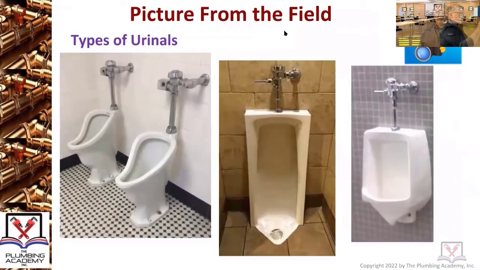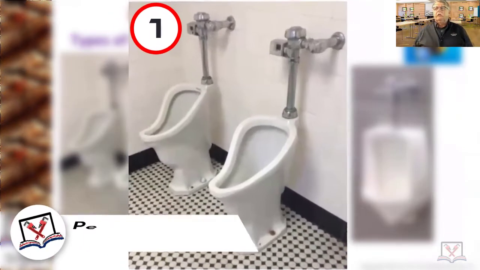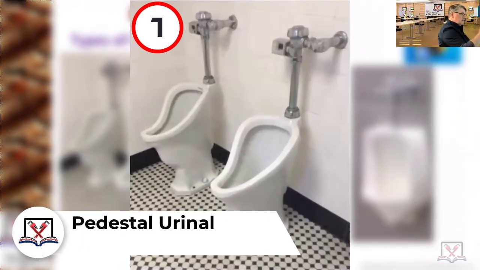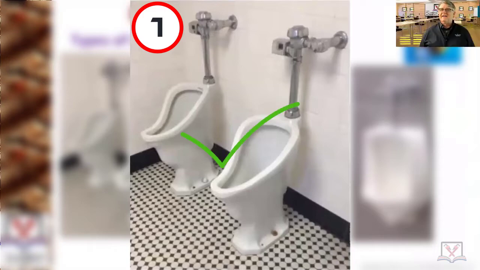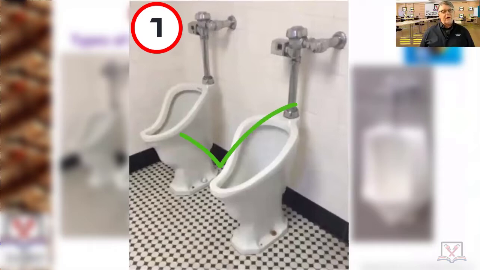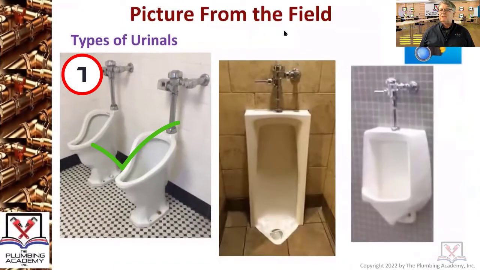Types of urinals. We'll call that number one. What type of urinal is that? Pedestal urinal. Can I still use a pedestal urinal according to the plumbing code? Yeah, it says only pedestal urinals and wall-hung urinals with integral traps shall be used. There you go. As quick as that, you should be able to answer those questions. Those are like the easiest questions.